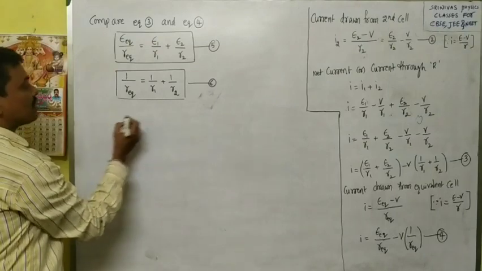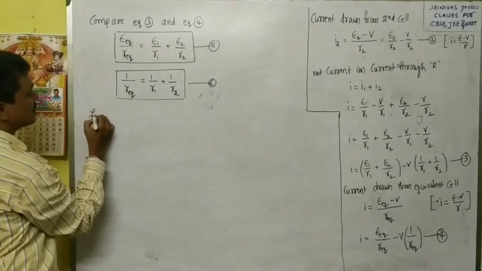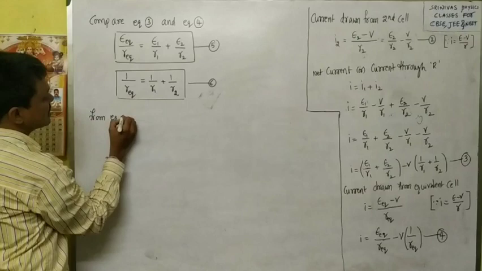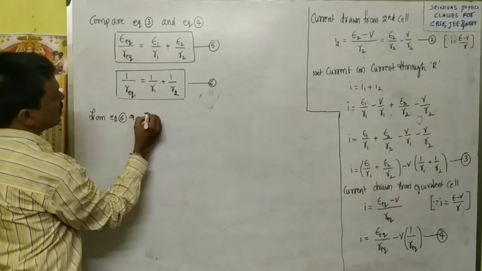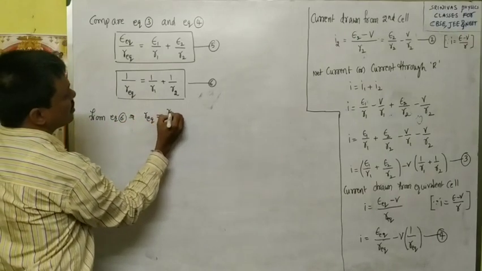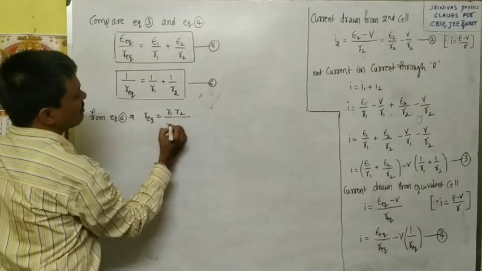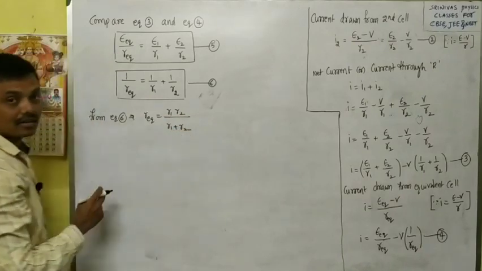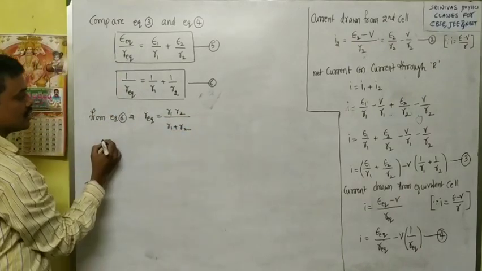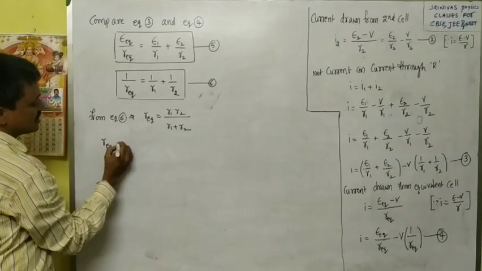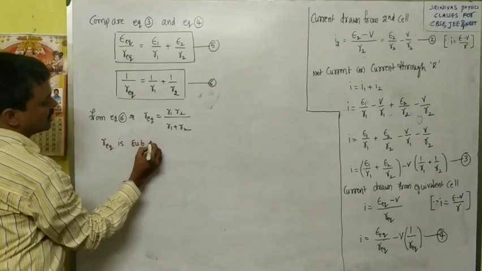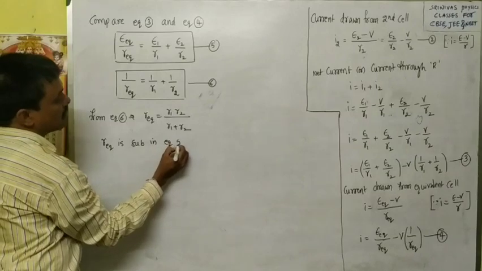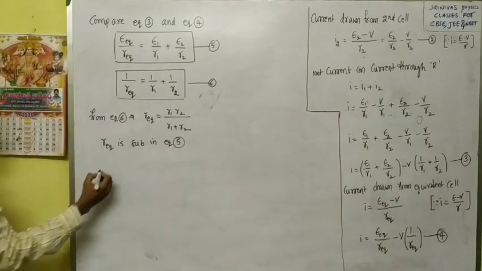Okay, from equation 6, R equivalent is R1 R2 by R1 plus R2 for the parallel combination. When you take the LCM, we get this. Now R equivalent is substituted in equation 5. Then what will you get?